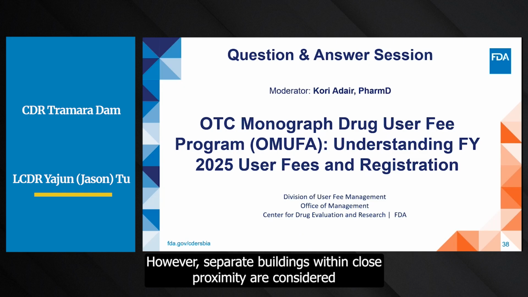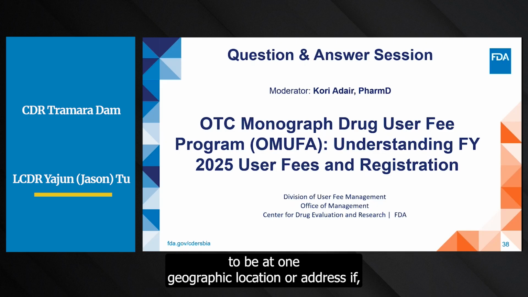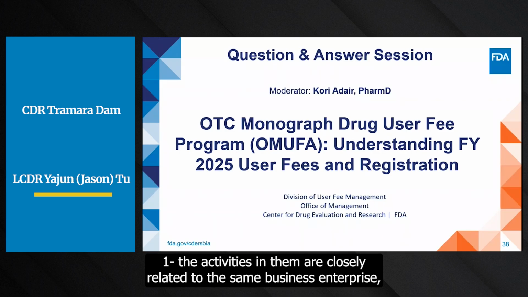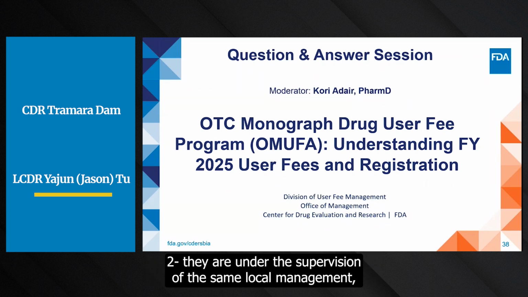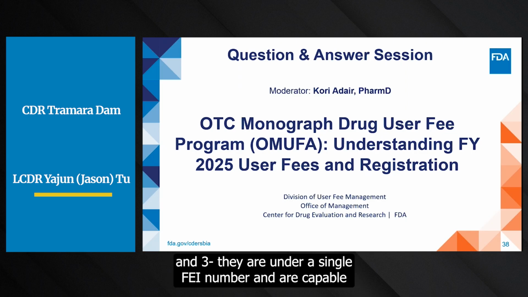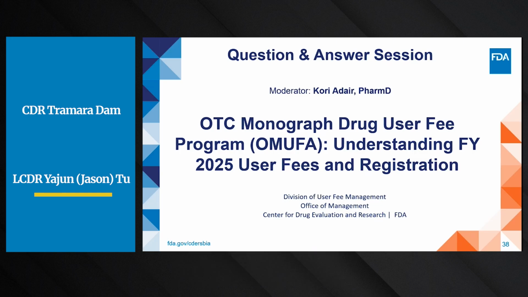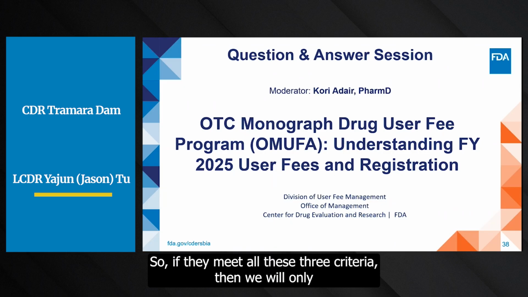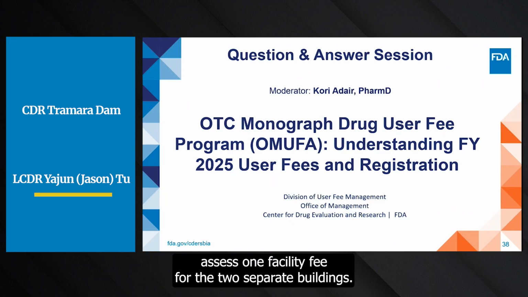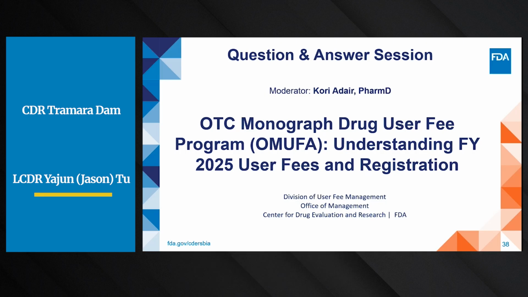However, separate buildings within close proximity are considered to be at one geographic location or address if, one, the activities in them are closely related to the same business enterprise; two, they are under the supervision of the same local management; and three, they are under a single FEI number and capable of being inspected by FDA during a single inspection. So if they meet all these three criteria, then we will only assess one facility fee for the two separate buildings.